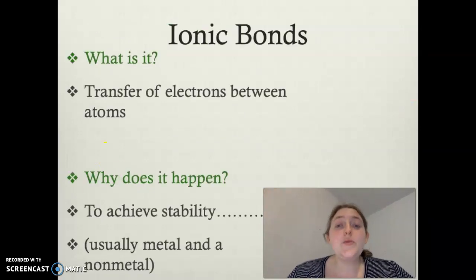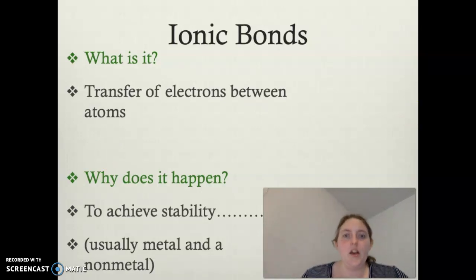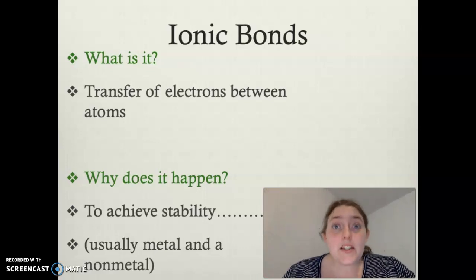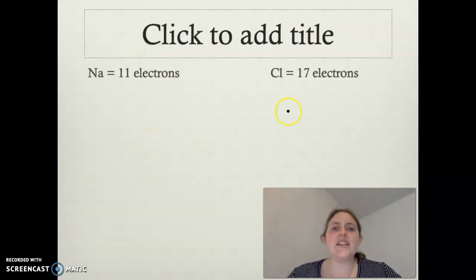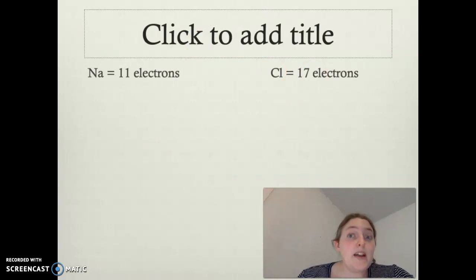Ionic bonds are when you transfer electrons between atoms. So you're not sharing anymore, you're giving or taking. This is again to achieve stability. They want to be full and content. We usually have a metal and a non-metal mixing together here because the non-metal is usually almost full and the metal is usually almost empty in their outer shell. So let's look at an example of this. Perfect example is sodium chloride. Sodium is a metal, chlorine is a non-metal. So let's draw this.